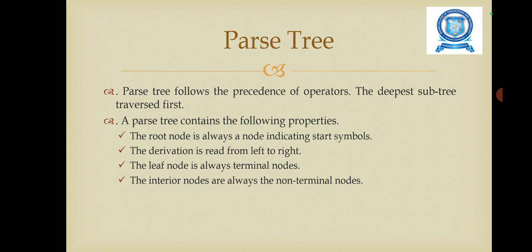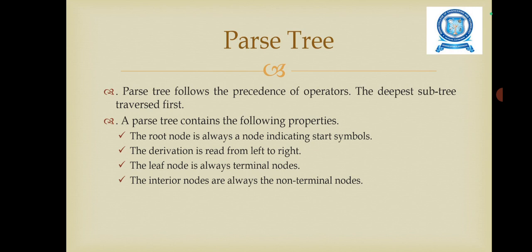Before seeing the parse tree, first we are going to see the definition of derivation tree. It is a graphical representation for the derivation of the given production rules for a given context-free grammar. That means how the derivation can be done to obtain some string from a given set of production rules. So it is called a parse tree. Here the parse tree follows the precedence of operators, the deepest subtree traversed first. So the operator in the parent node has less precedence than the operator in the subtree.